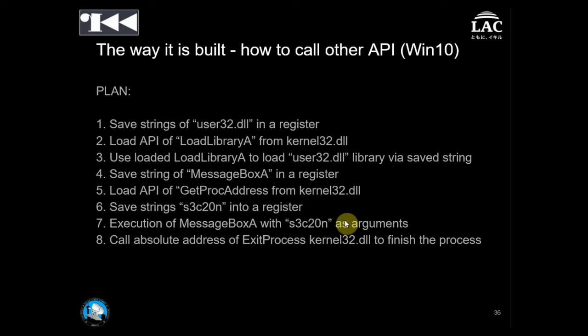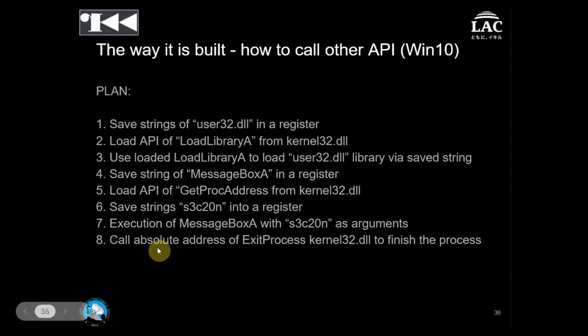you save another kind of string that you want to pop up in the message box, and then after everything is set and the executables needed for running MessageBoxA are already in the desired registers, all you have to do is just execute the message box with the arguments that were already pushed in the stack.